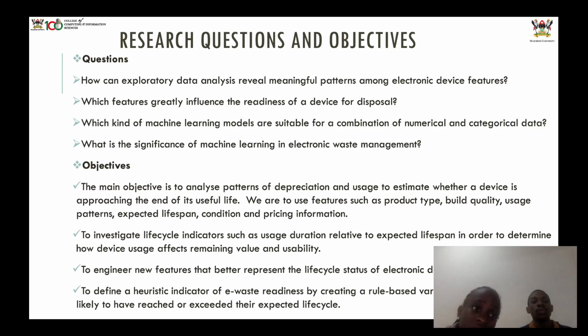We had research questions and objectives, and the questions are: how can EDA reveal meaningful patterns among electronic device features? Which features greatly influence the readiness of a device for disposal? What kind of machine learning models are suitable for a combination of numerical and categorical data? Our dataset has both numerical and categorical data, as we shall be seeing as we move on. What is the significance of machine learning in electronic waste management?